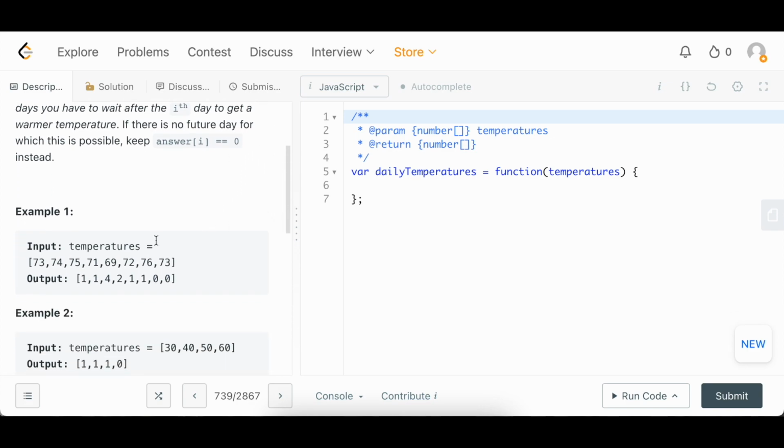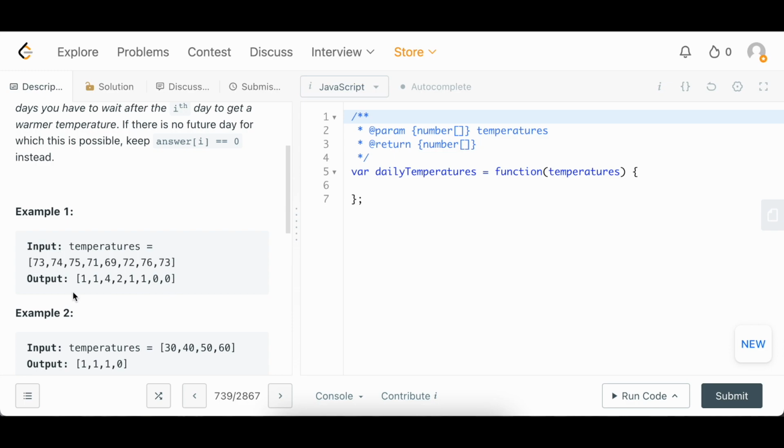So the problem says that we are given a temperatures array where each day represents the temperature on that day. For example, on day 0 we have the temperature 73. You have to return an array where for index 0, the temperature is 73, right? You have to find the next day for which you get a temperature higher than 73. So for 73, what is the value? It's 1, because on the next day itself we find a temperature 74 which is greater than 73, right? So you basically have to wait 1 day to get a value that is greater than 73.